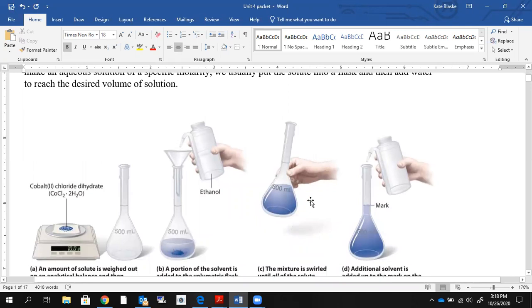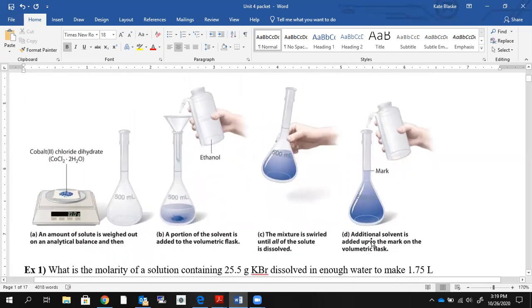If you start off with a solid, you would weigh out the mass of that solid you need. You would place it into usually a volumetric flask, which is the exact volume that you need. Add a little bit of your solvent to that. For the most part, our solvent is going to be water. It could be ethanol. It could be something else. You're going to mix that together to make sure that it gets dissolved. And then you slowly add up your solvent to the specific volume that you need.